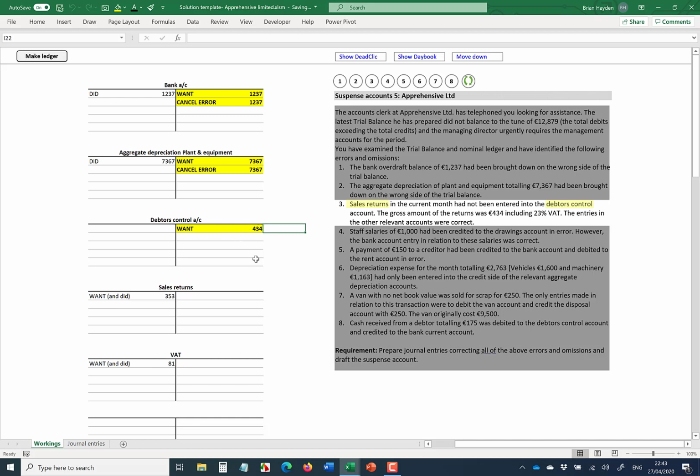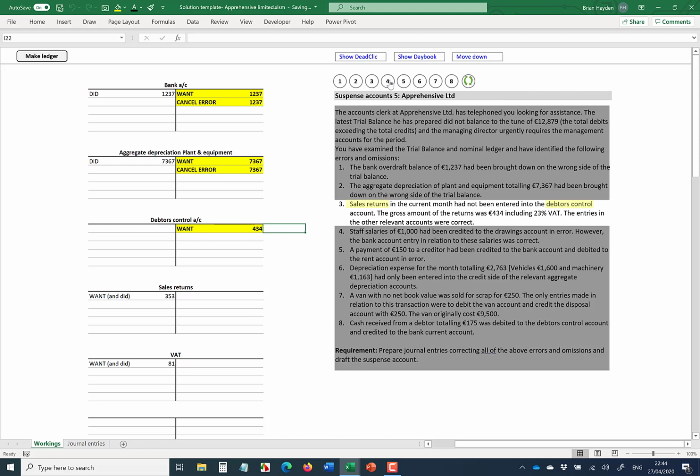We need to credit the debtors control account for that. And again, in all of these ones to date, we need to have a suspense entry to make the journal entry balance. So these would be credits, these would be credits, these would be credits, but we have to debit the suspense account for each of those to date. Okay, so that's number 3.